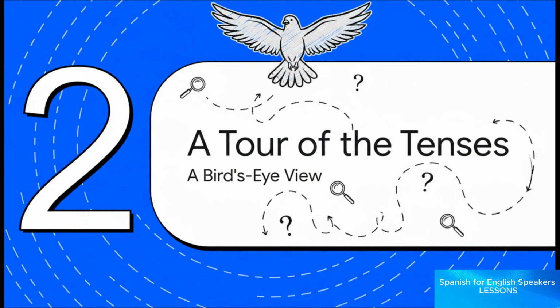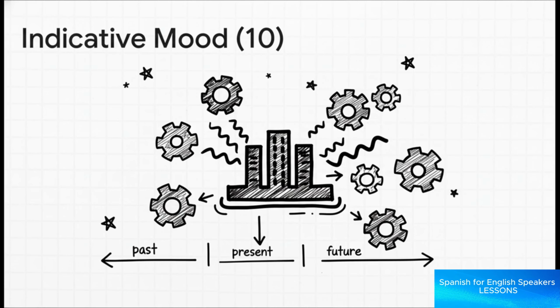Okay, so now that we've got our framework, let's just do a quick flyby and see how all 17 of those tenses fit inside these 3 moods. And seriously, don't stress about memorizing all these names right now. We're just getting the lay of the land. First up, the indicative mood. This is the real workhorse of Spanish. It's got 10 tenses, all about talking about objective reality. What is happening, what happened, and what will happen. You probably already know a bunch of these, like the present, preterite, and imperfect.